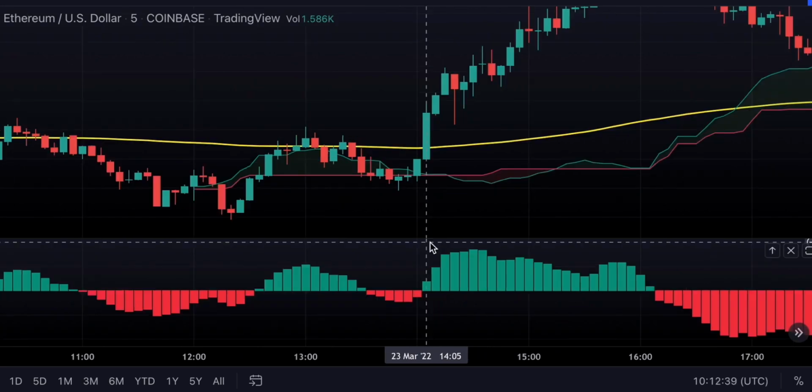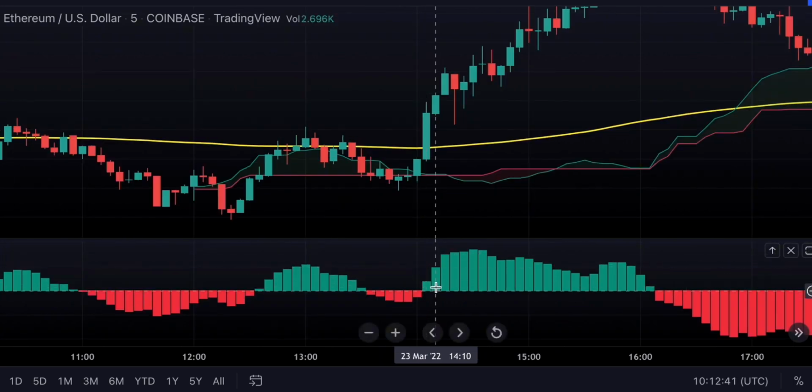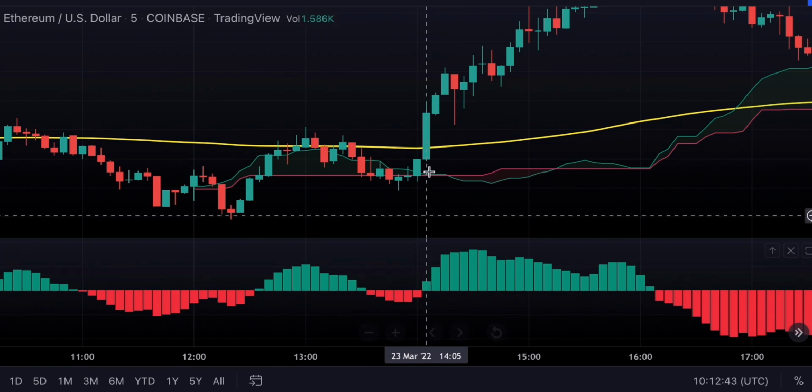Okay, on our next example, we have a new bullish signal from our MACD indicator to go long on this candlestick right here.